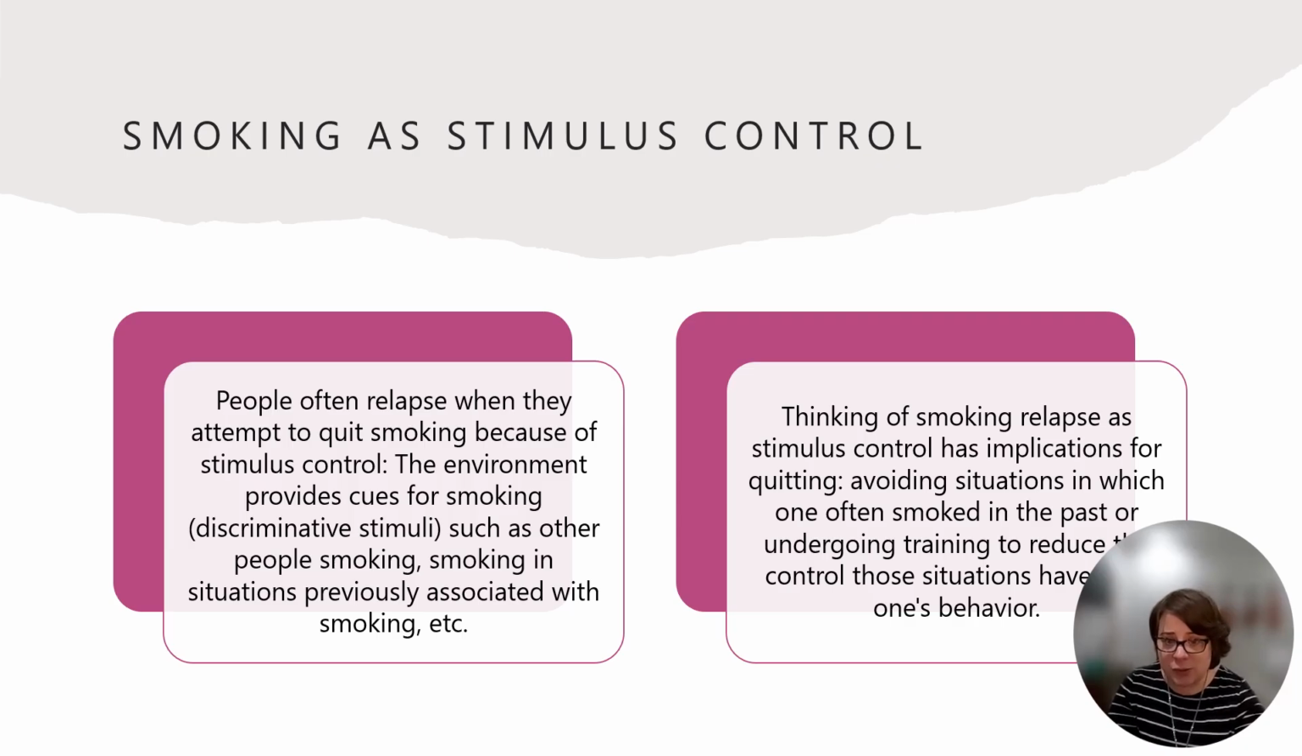So what are the practical implications, right? Well, the first practical implication is to avoid potentially triggering situations. So eliminate exposure to discriminative stimuli. Other things that you can do are to avoid situations that are common triggers. So eliminating, for example, alcohol, if that's also a trigger for smoking.